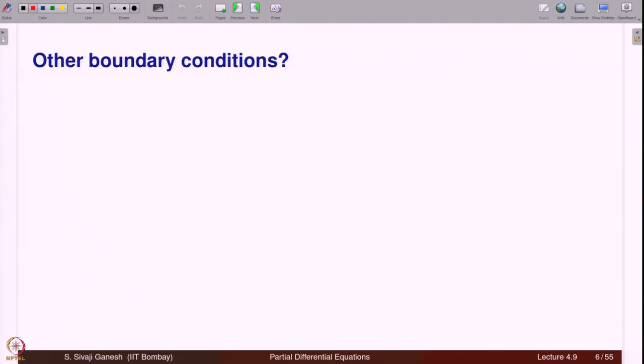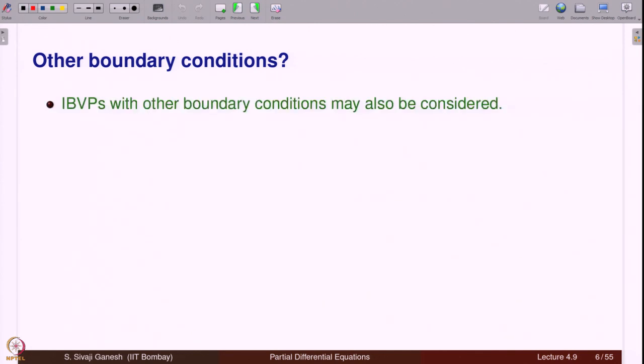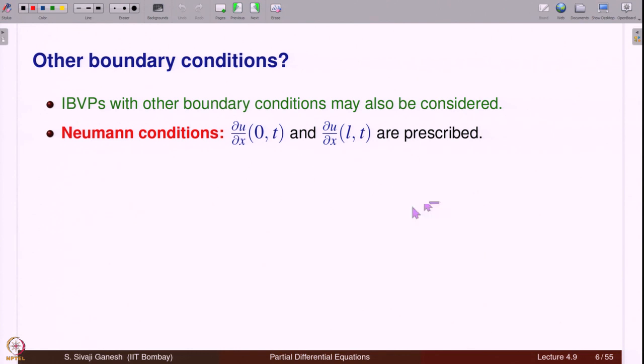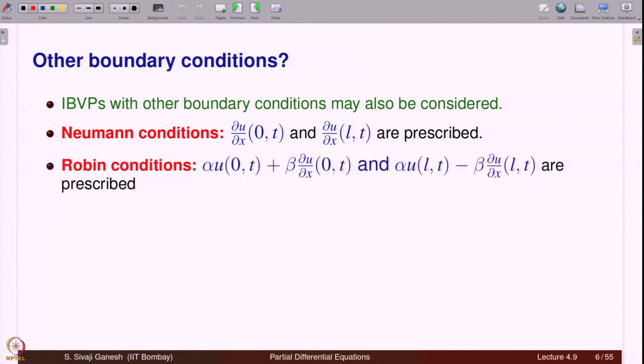So, what about other boundary conditions? IBVPs with other boundary conditions may also be considered. Neumann conditions, that is, ∂u/∂x at (0, t) and ∂u/∂x at (L, t) are prescribed. In Dirichlet, we are prescribing u(0, t) and u(L, t). Instead of u, we prescribe ∂u/∂x at the boundary points x equal to 0 and x equal to L. At the boundary, x equal to 0 is actually a line, and x equal to L. For all times, they are prescribed, positive times. Or Robin conditions, which is a combination of Dirichlet and Neumann.